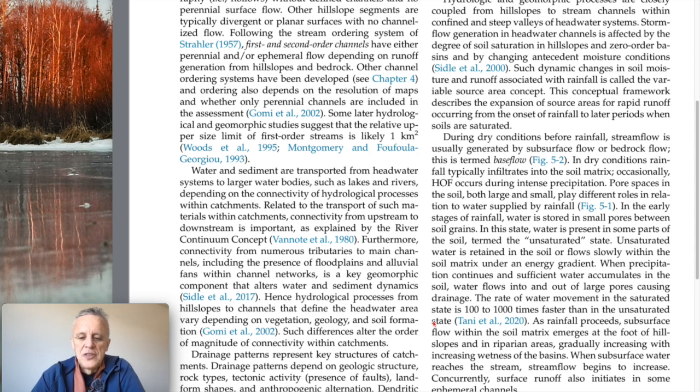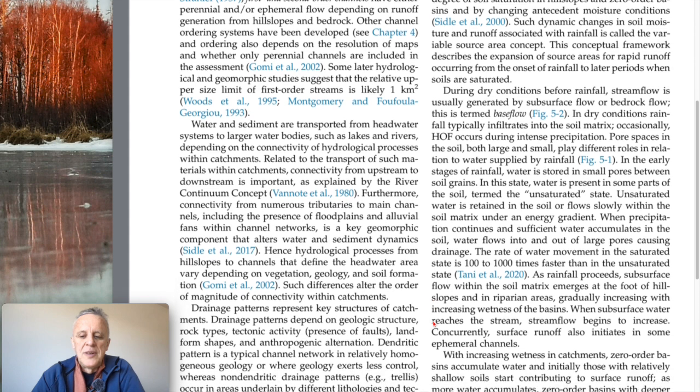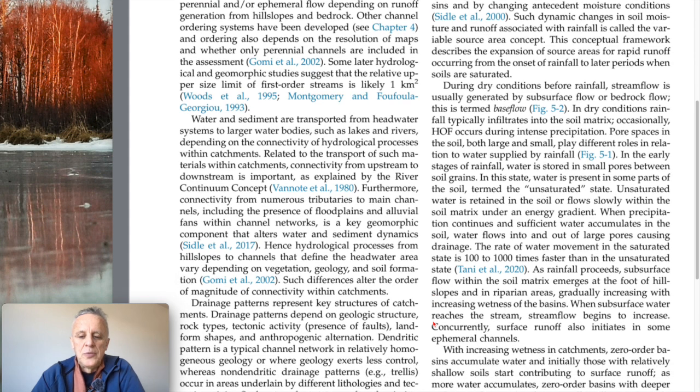In the early stages of rainfall, water is stored in small pores between soil grains. In this state, water is present in some parts of the soil, termed the unsaturated state. Unsaturated water is retained in the soil or flows slowly within the soil matrix under an energy gradient. When precipitation continues and sufficient water accumulates in the soil, water flows into and out of large pores, causing drainage. The rate of water movement in the saturated state is 100 to 1,000 times faster than in the unsaturated state.